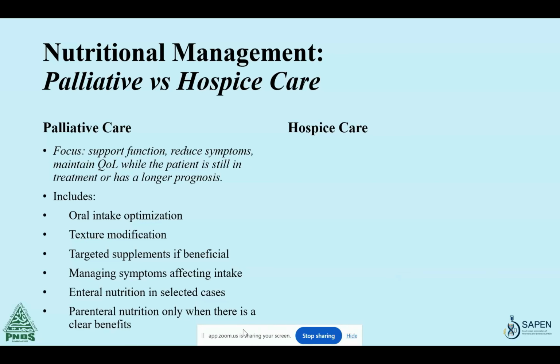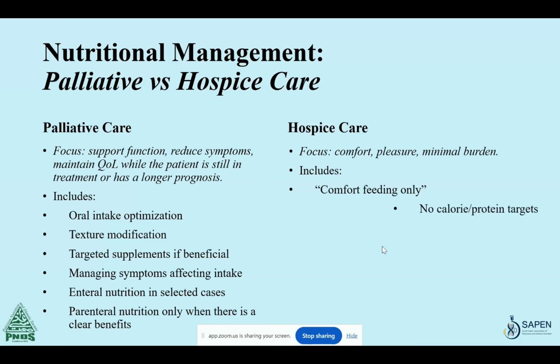Even parenteral nutrition is selected when clear benefits are shown. Whereas in hospice care, the focus is on comfort, pleasure, and relaxation of the patient, with a minimal nutrition burden on the patient. It includes comfort feeding only. Remember, this is in inverted commas, comfort feeding only, because the patient in hospice care is, of course, suffering from a terminal illness. So force feeding or heavy feeding will not provide the patient any ease or support. On the contrary, it will even worsen the condition, or worsen the GI condition.